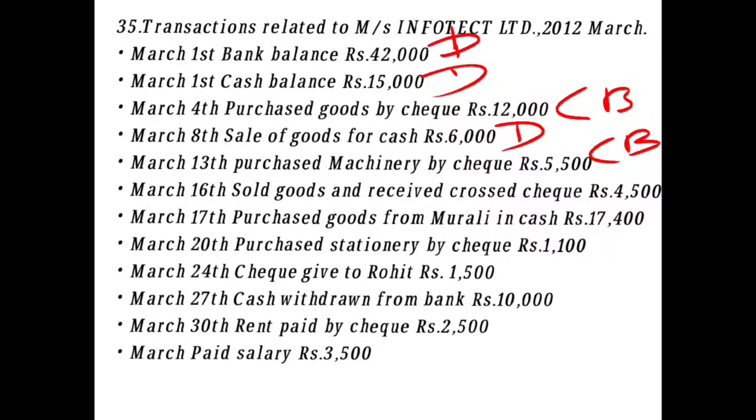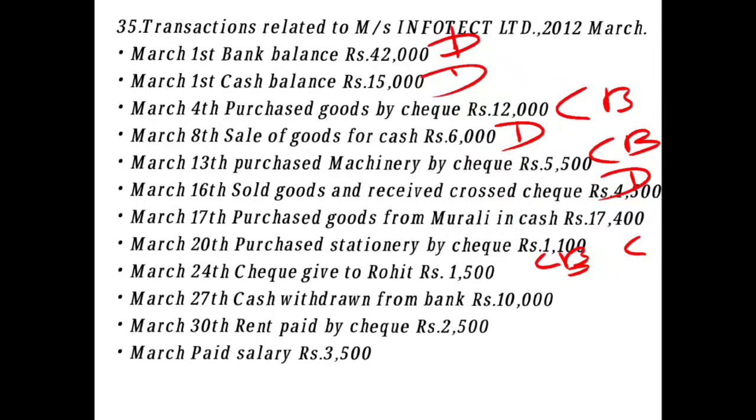Then sold goods and received crossed check rupees 4,500. Whenever you receive a check or a crossed check, it will be debited to your cash account, cash column only. Okay, to sales, cash column you should write. Then purchased goods from Murli in cash, purchases you have, so payment 17,400 you are paying, credit side you should write. Purchased stationery and paid by check, which you have to record on the credit side, bank column because paid by check you have, by stationery.